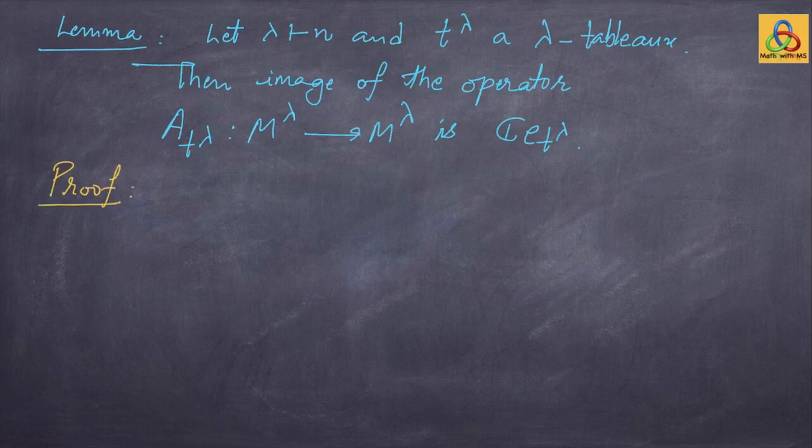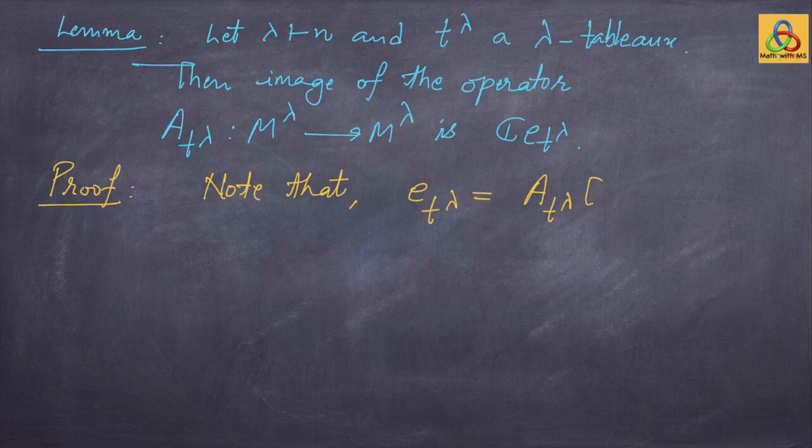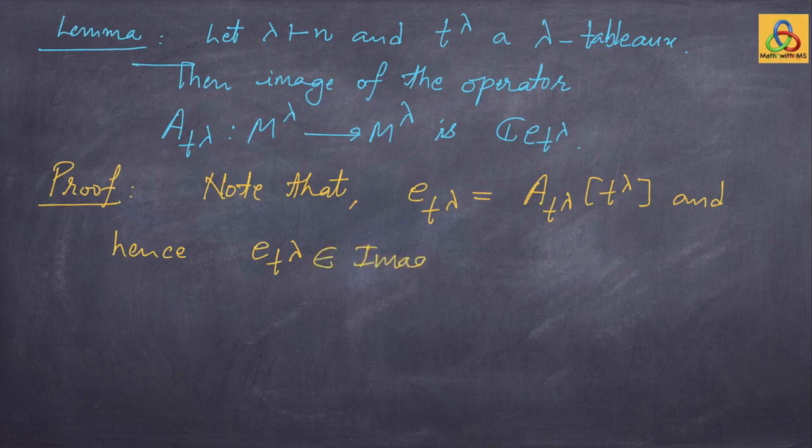Proof. Note that by definition the polytabloid E of T lambda is A of T lambda acting on the lambda tabloid T lambda, and hence the polytabloid E of T lambda belongs to the image of this operator A of T lambda. So one way implication is immediate.